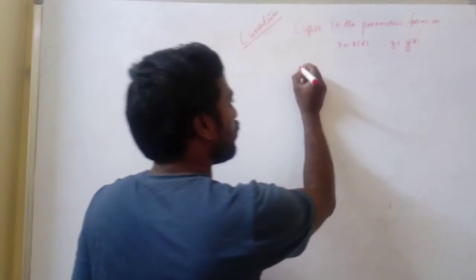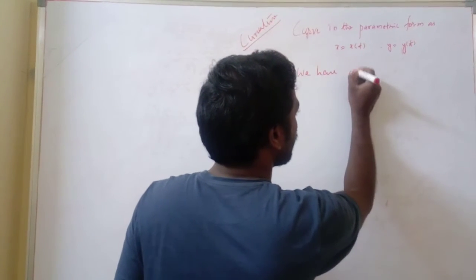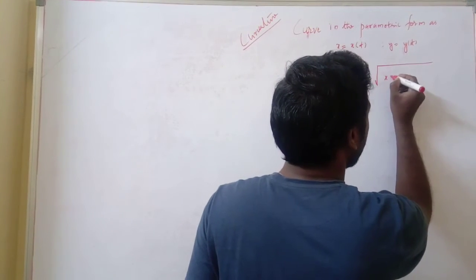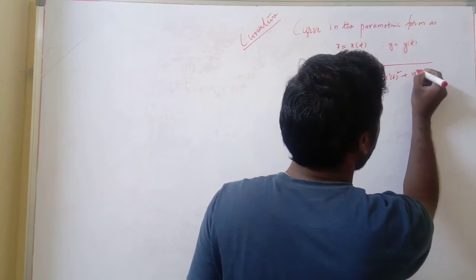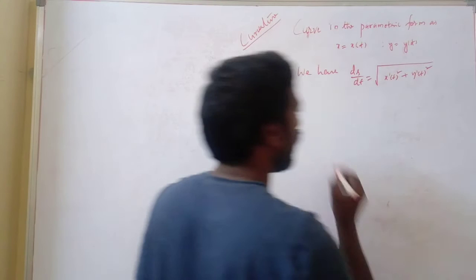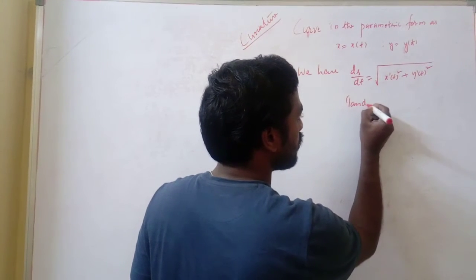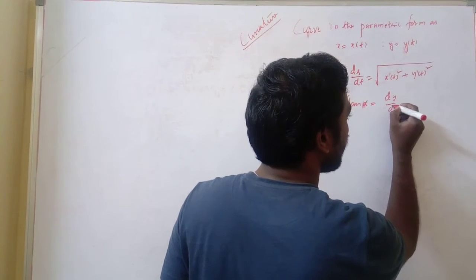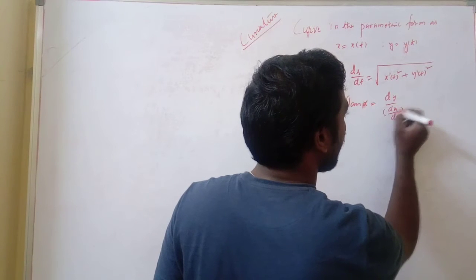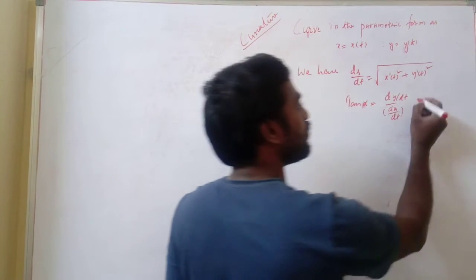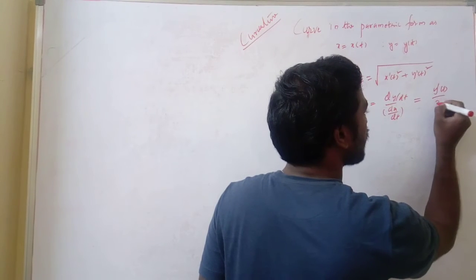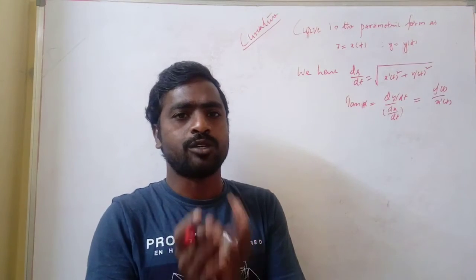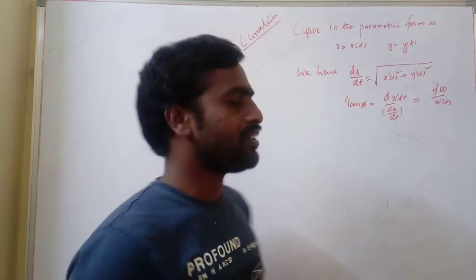So we have ds by dt, which is equal to the square root of x dash of t whole squared plus y dash of t whole squared. And tan alpha is equal to dy by dt divided by dx by dt. Simply we can write that as y dash of t by x dash of t, where y is the derivative with respect to t and x is the derivative with respect to t.